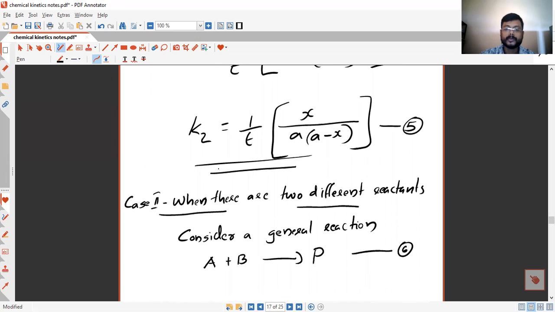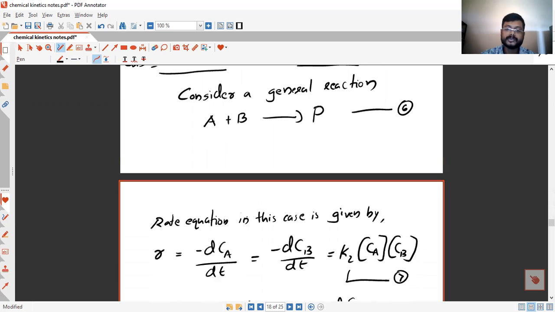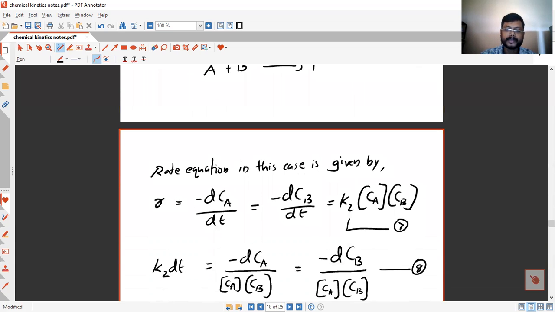Then case 2, when there are two different reactants. Consider the general case A plus B gives product. Here two different reactants are there, A and B. The rate equation in this case is given by R is equal to minus dCA by dt is equal to minus dCB by dt is equal to K2 into concentration of A into concentration of B.